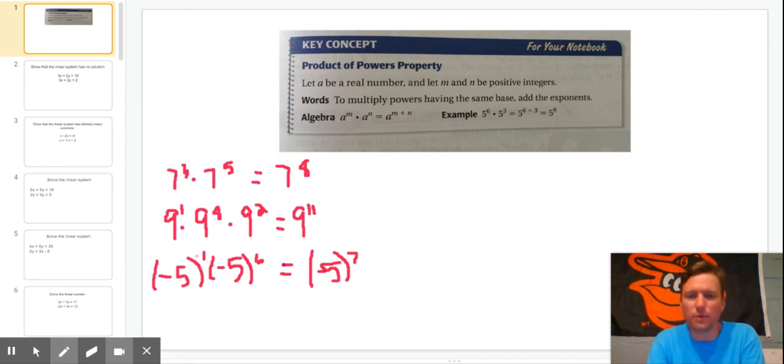The last one is we could do the same thing with variables. So if I have x to the power of 4 times x to the power of 3, what do you think we would do here? Yes, just like in our very first problem, we would add 4 plus 3, and that's going to give us x to the power of 7.